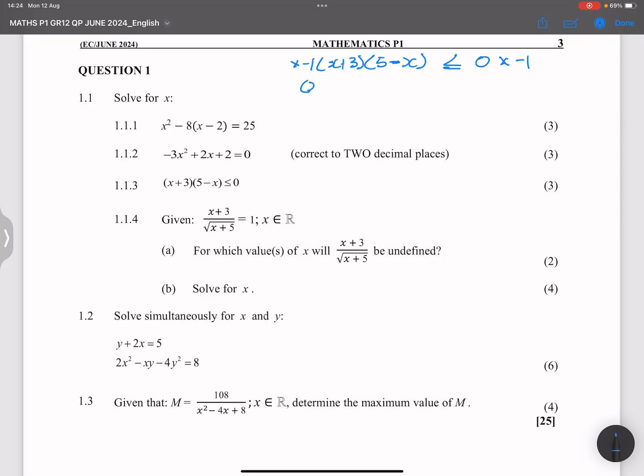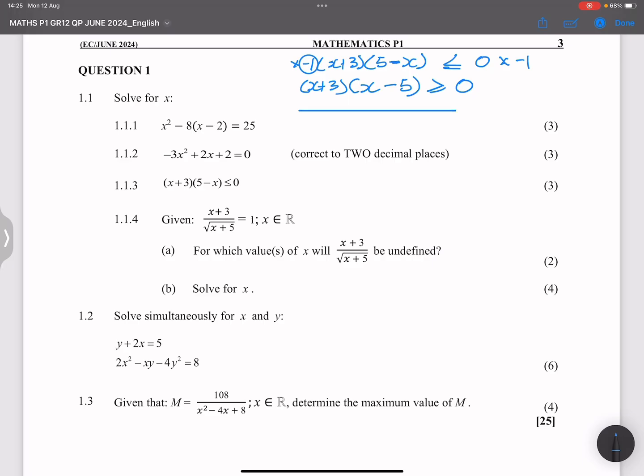We have x plus 3, right? That remains as is. I'm going to multiply this -1 into that bracket. And so what does it become? -1 times negative x gives us a positive x, and -1 times positive 5 gives us a -5. But remember, I said the inequality changes sign, and 0 times -1 still gives me 0.